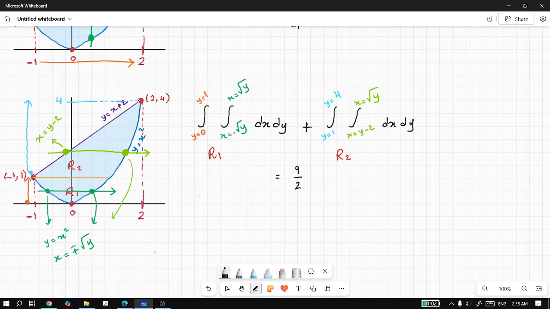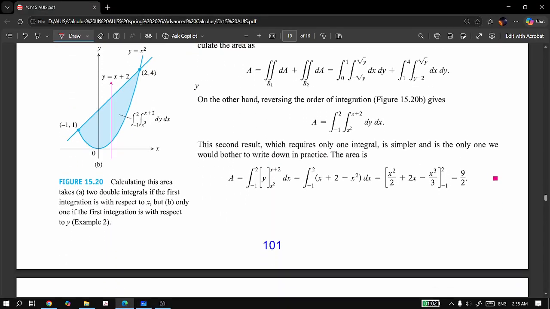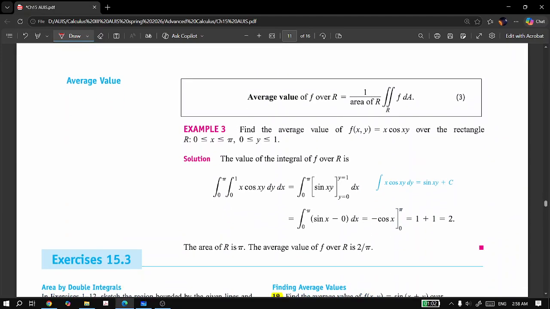We have got one thing left for section 3 of chapter 15, and that is average value. What is the average value? We have got a rule here. Average value of f over r is equal to 1 over the area of the region multiplied with the double integration of f over the region.